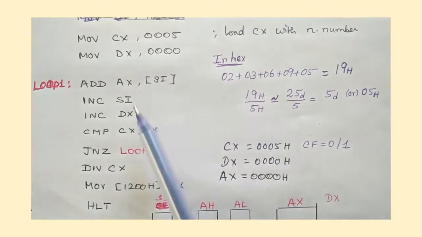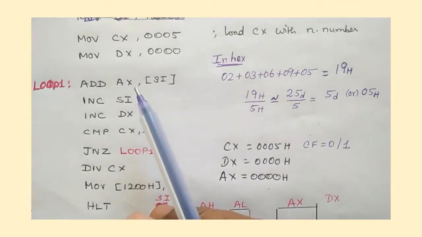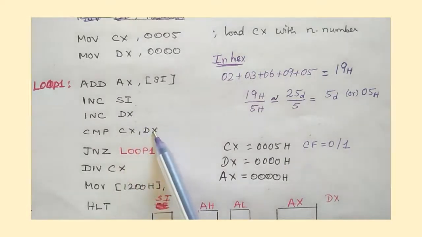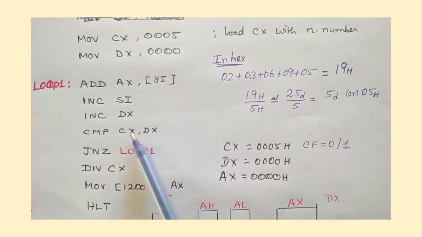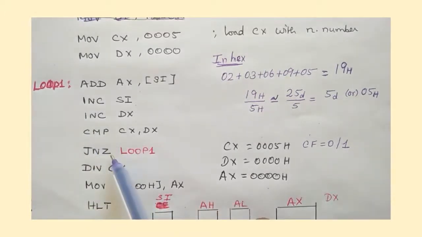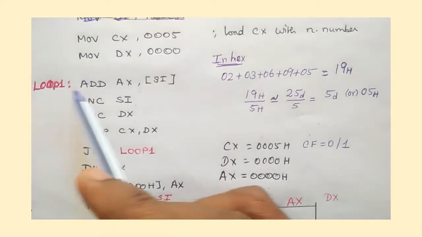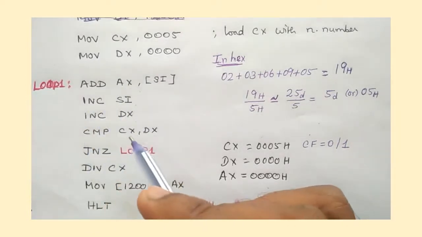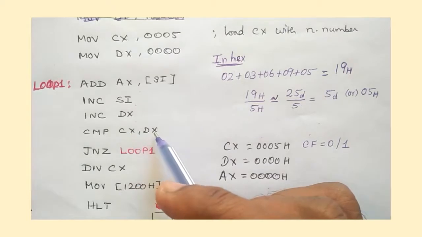Similarly, every time after adding, I perform the comparison between CX and DX. The CX has the value 5. The DX, after the first iteration, will have the value 1. So when we compare, there is no zero flag, hence this loop continues. After executing this instruction, it jumps to the loop 1 label, then it again continues. This continuation happens till CX becomes equal to DX.